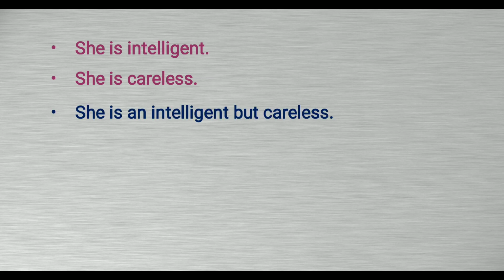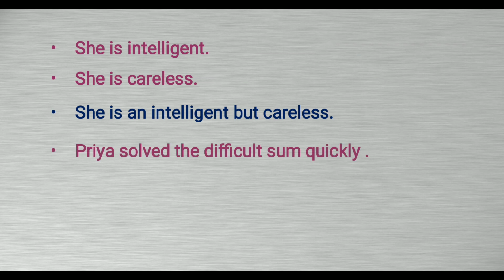We join these two sentences using "but", because it shows the contrast. So we write the common part, she is, then we write intelligent, then but careless. So what will be the answer? She is intelligent but careless. So this is the way: if there are contrasts in the sentences, we use this pattern to join them with "but".